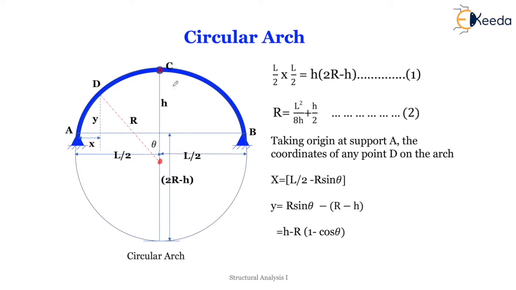L by 2 is the span. Our arch is only up to this point, it's not a half circle. It's a circular arch, but ACB is only this part, some part of the circle.